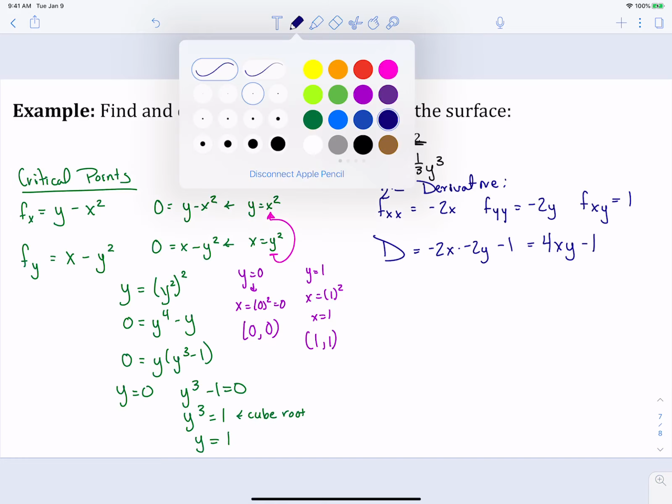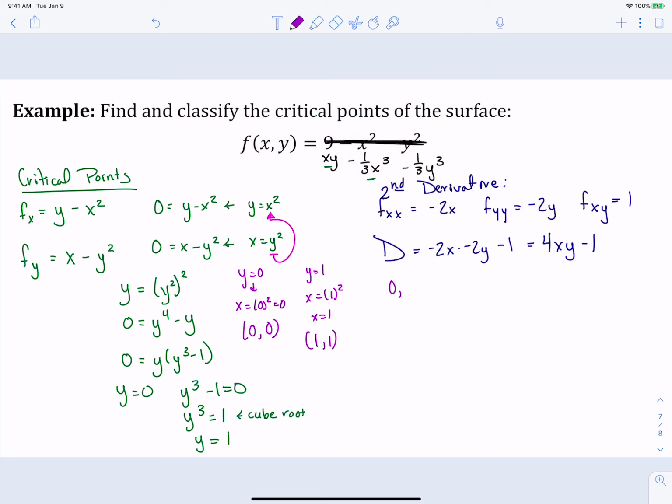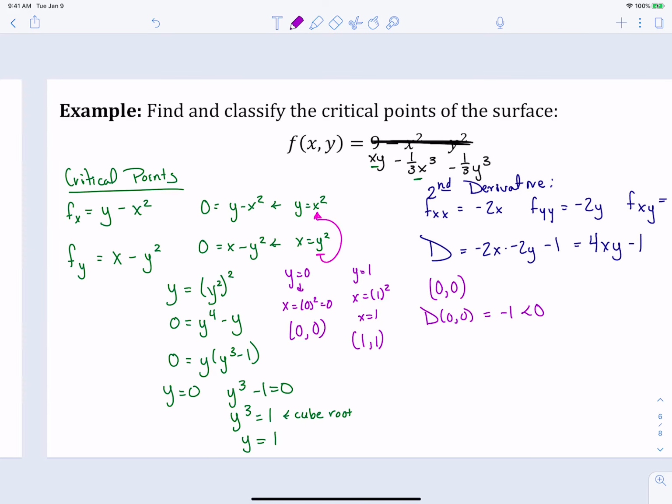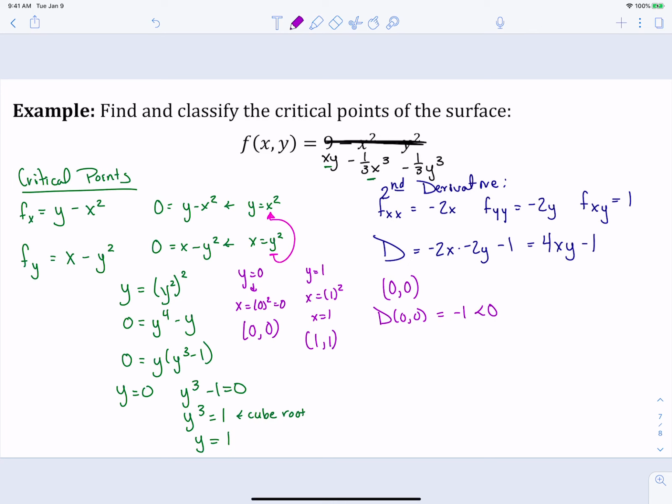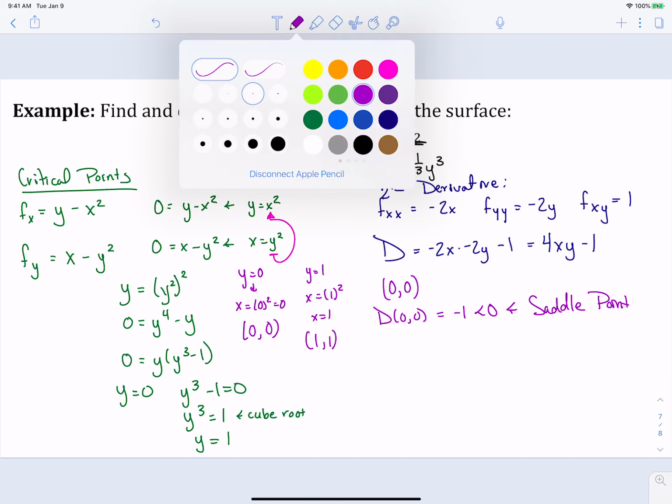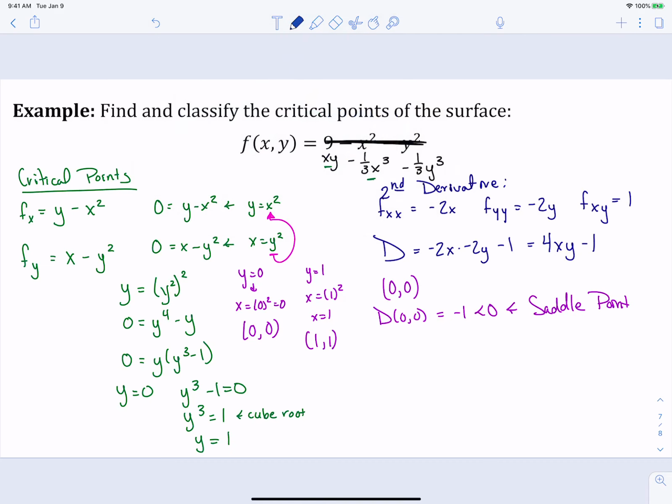So let's look at what happens with 0, 0. So that determinant at 0, 0, that's going to be negative 1. So we get a determinant that is less than 0. Let's go back to our, oh, that is case 3. That's right here, when D is less than 0. So that's telling us that we have a saddle point. Interesting. Okay. It's going to make an interesting graph to look at.